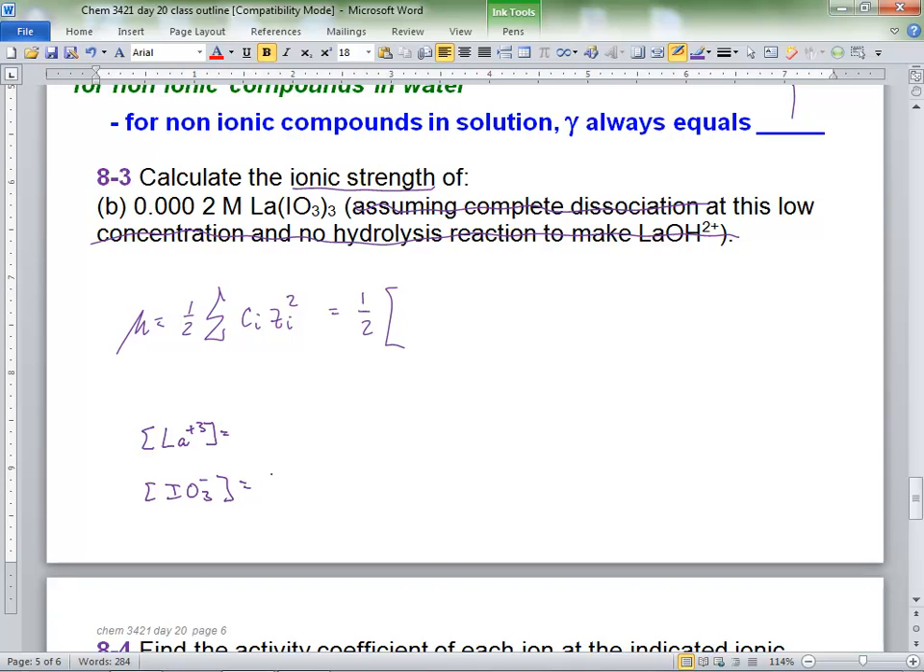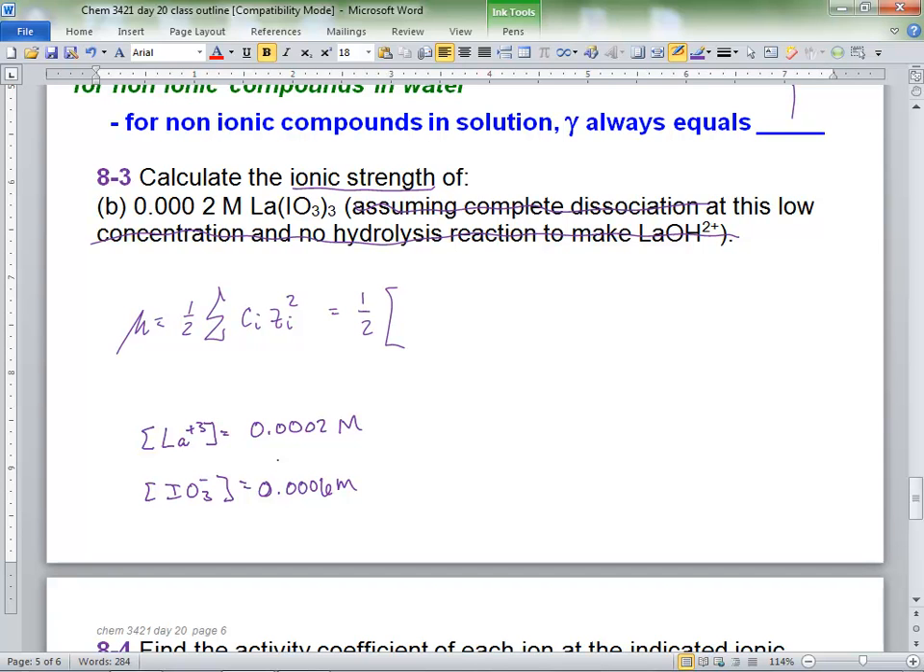Figure out what the concentrations are of all the ions and their respective charge. To do this question, you have to assume that it dissolves 100%. So if you do that, what's the concentration of the lanthanum 3? 0.0002. And the concentration of the iodate? 3 times it. Good. I think that's really the only trick there is, and recognizing what the charges are.